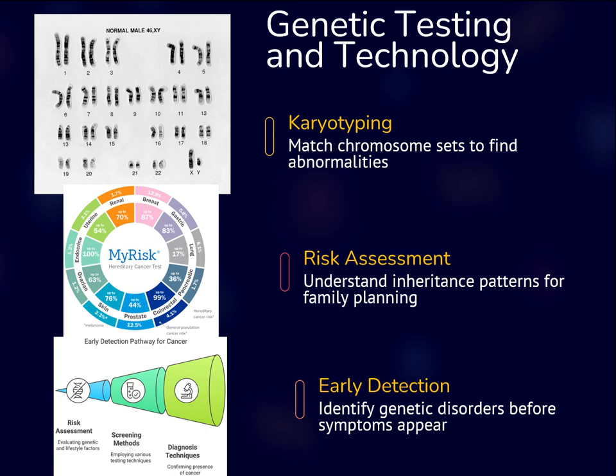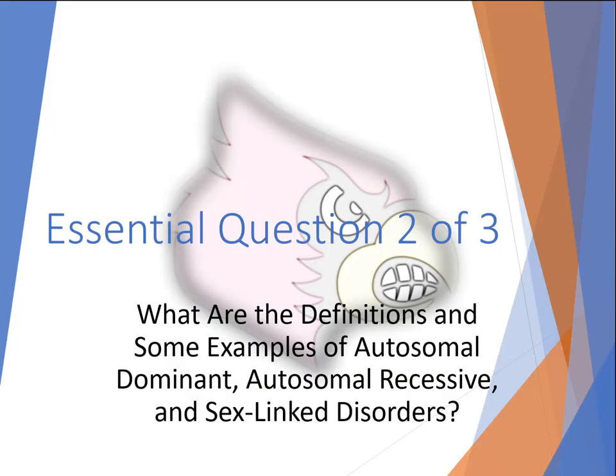In summary, genetics is a powerful tool, but it's essential to use it thoughtfully, balancing the benefits of knowledge with respect for individual rights. At this point, you should be able to generate a full and appropriate response to today's essential question. What are the definitions and some examples of autosomal dominant, autosomal recessive, and sex-linked disorders?